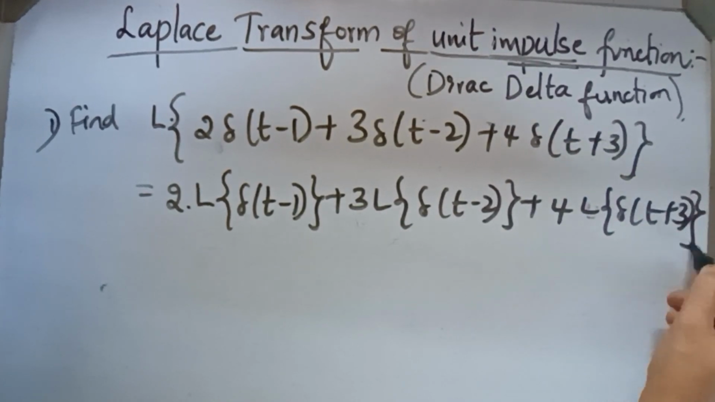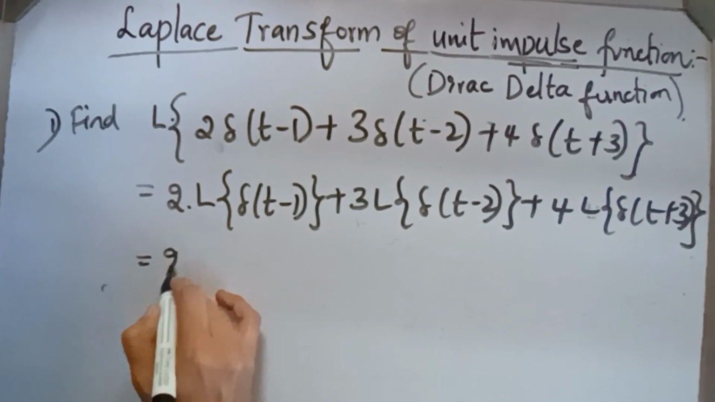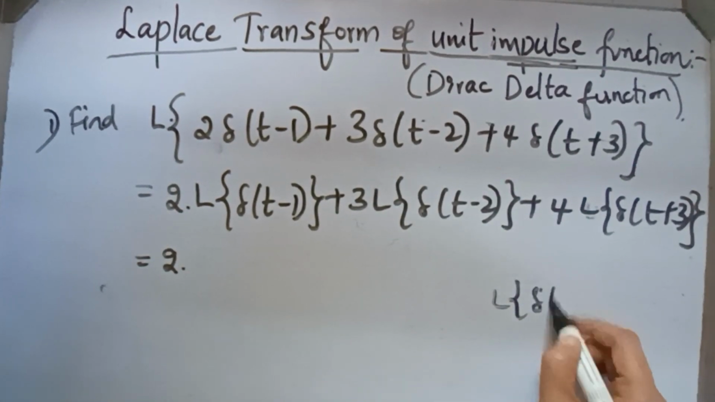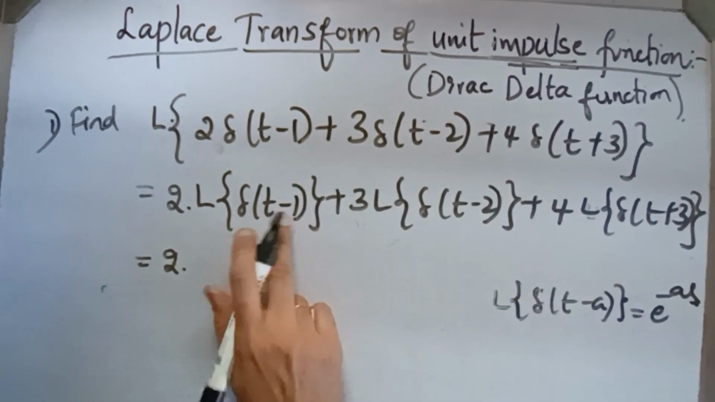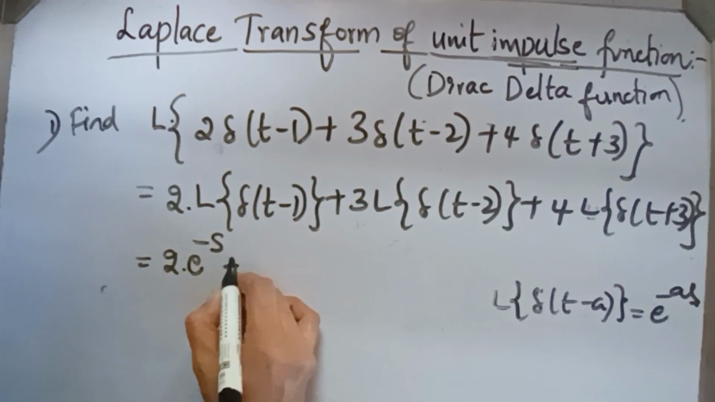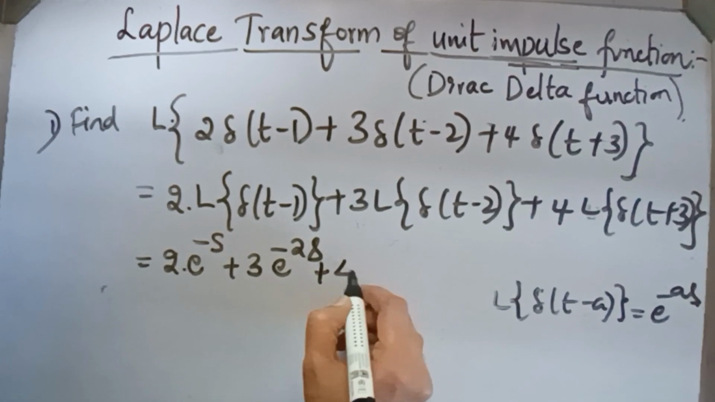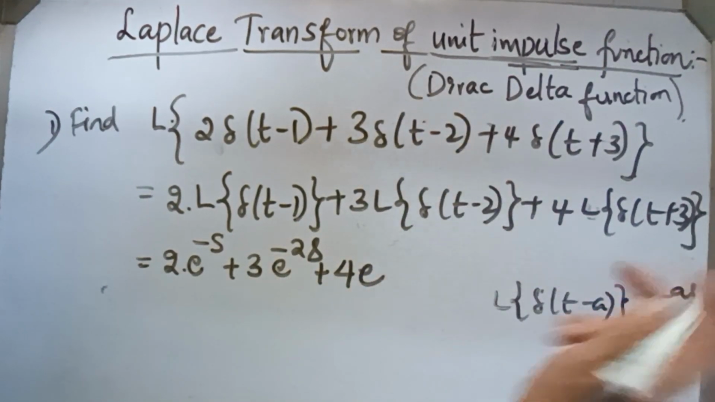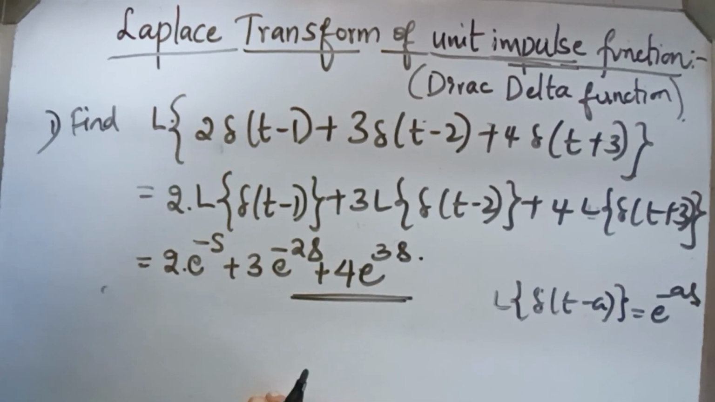So this is the Dirac delta function or unit impulse function. So this is 2 into, what is the Laplace transform of delta of t minus a? Just now we saw the formula, e power minus as. Here a equals 1. So it is e power minus s, plus 3 into, in this case, e power minus 2s, plus 4 into e power minus of minus, a is minus 3, so minus of minus gives plus 3s. So this is the answer.